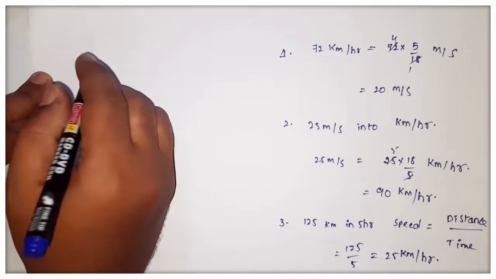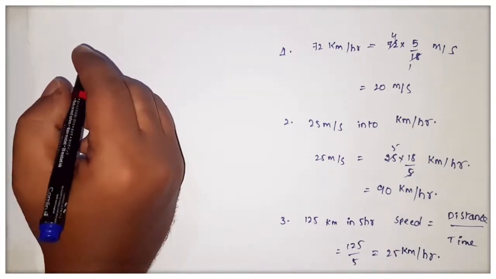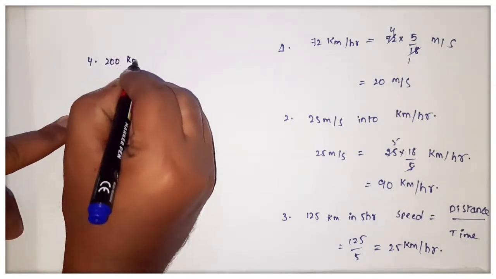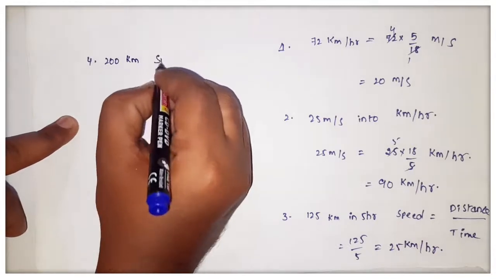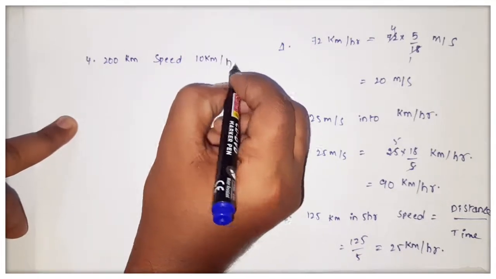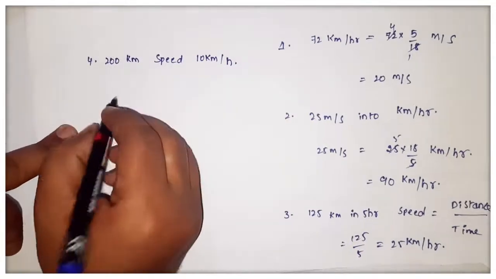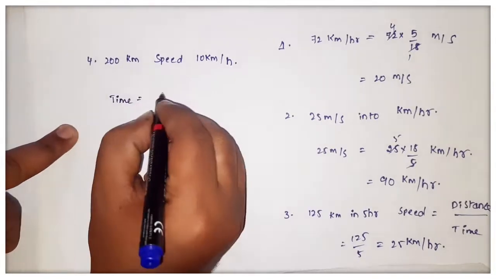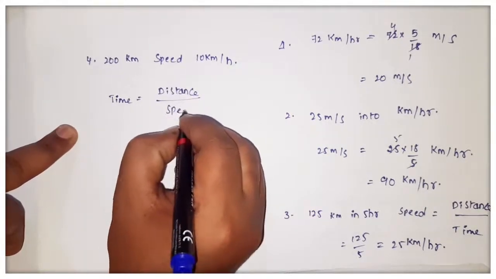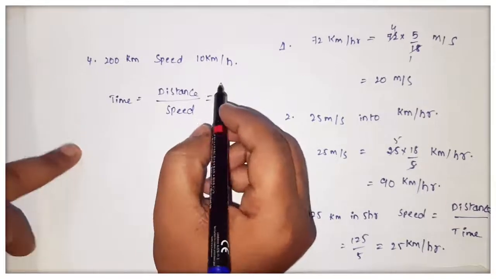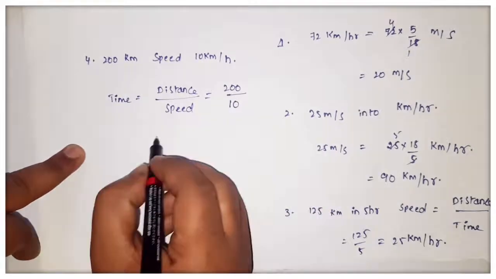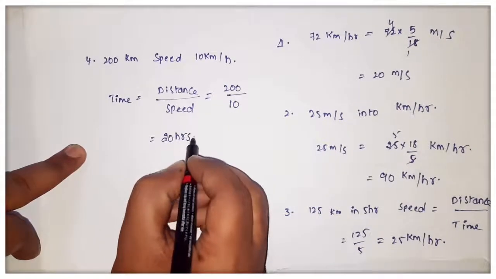Example number 4: a train covers 200 kilometers with the speed of 10 kilometer per hour. What is the time taken? Time equals total distance by speed, which is equal to 200 by 10, that is equal to 20 hours.